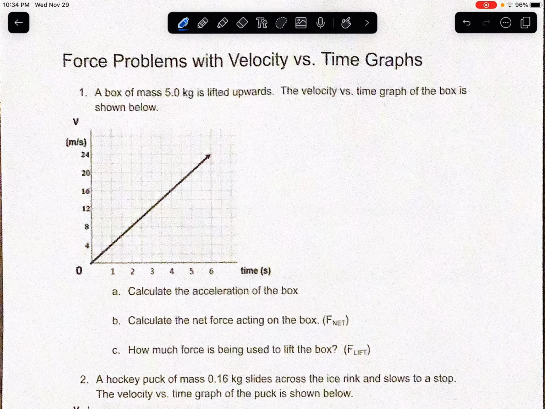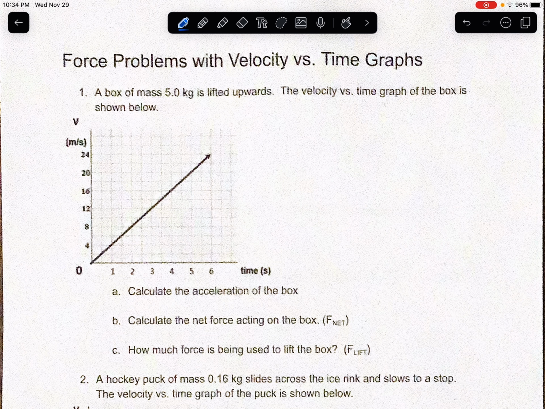All right, this video is going to go over pages 26 and 27 in your packet. It's just going over force graphs. So we're using velocity versus time graphs here. Remember, this is kind of a recap. When you're looking at velocity versus time graphs, velocity would be your y-axis, time would be your x-axis.